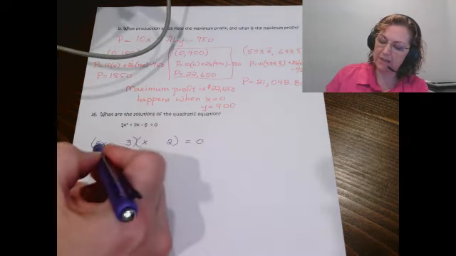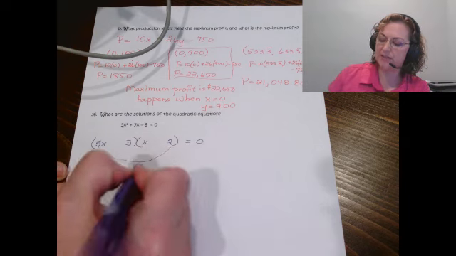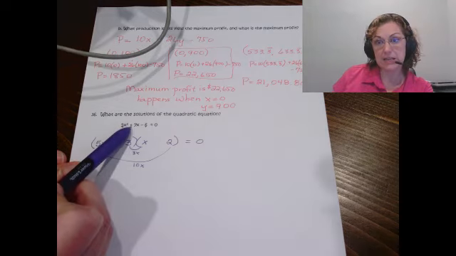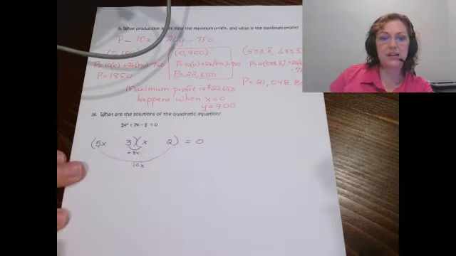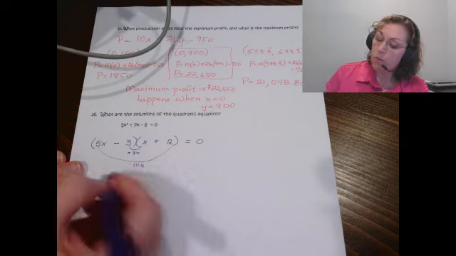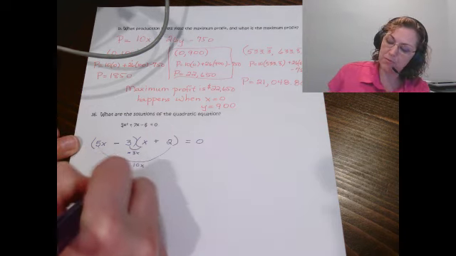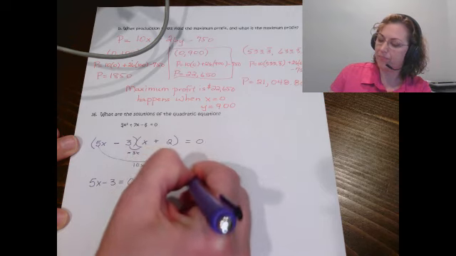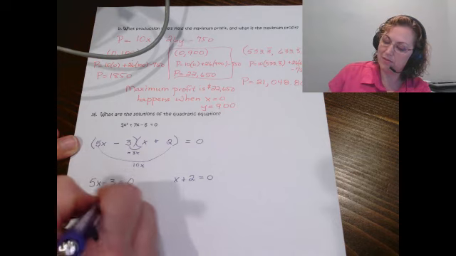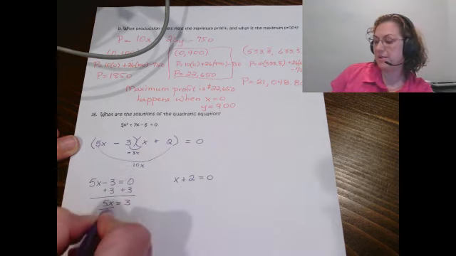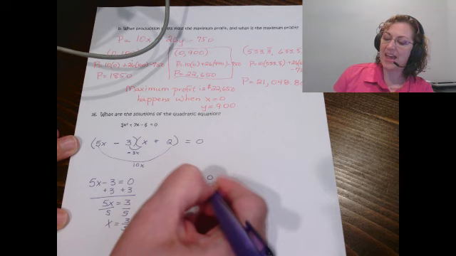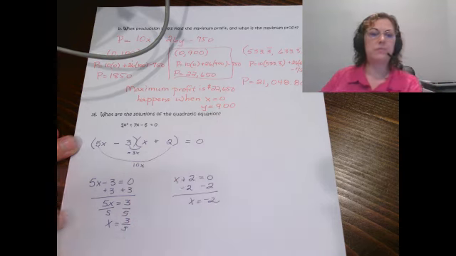Now check your outside inside. 5x times 2 is 10x, and 3 times x is 3x. I need these to add to 7x, so that means the 3x would have to be negative, and so I put a minus here and a plus there. Now, to finish up, we set each of these parentheses equal to 0. And so I'll solve. And then you can divide by 5. And so x is 3/5. And over here, x would be negative 2.